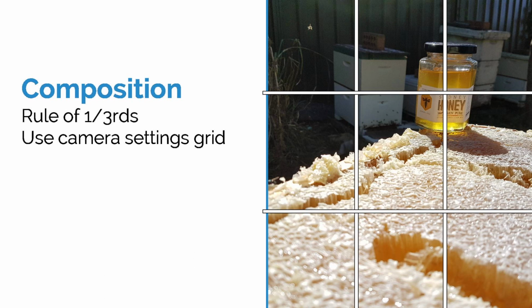So if you can imagine, if you're taking a shot of a horizon, of a beach or something like that, or a beehive, maybe a horizon should be, rather than in the middle, on that lower third or the top third line. And I've got an example I took here of just a frame of honey with my jar of honey on the frame with the beehives in the background. So you can see I'm trying to point attention to the frame in the foreground, but mainly to the jar of honey in the background there. So it hits right on that intersect.